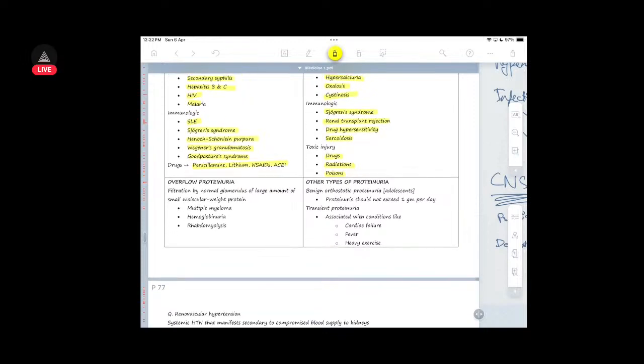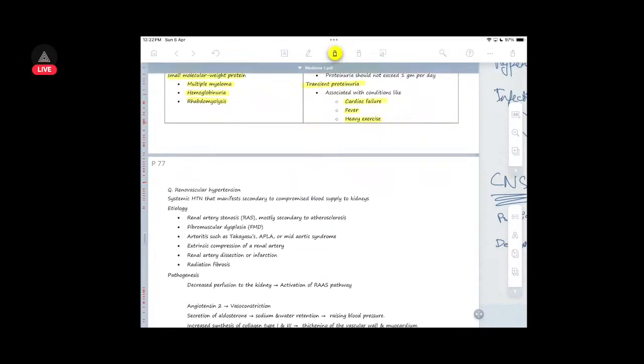Overflow proteinuria is filtration by a normal glomerulus of a large amount of small molecular weight protein: multiple myeloma, hemoglobinuria, rhabdomyolysis. Other types of proteinuria: benign orthostatic proteinuria in adolescence, and transient proteinuria, which is associated with cardiac failure, fever, and heavy exercise.